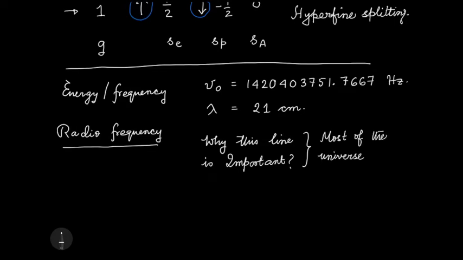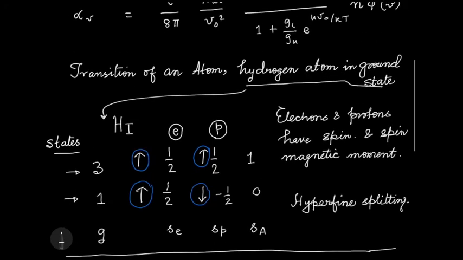The reason is simple. Most of the universe in most of the time is hydrogen. 2/3 of the universe is hydrogen. So if I am able to probe this line, I should be able to know how much hydrogen is there. And that's it. That's why it is important: how much neutral hydrogen is there.